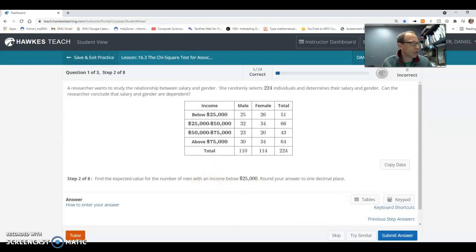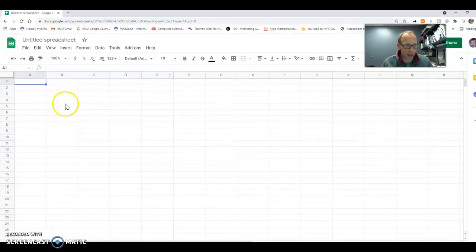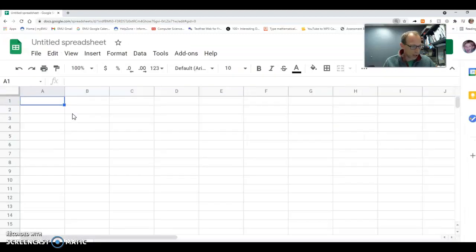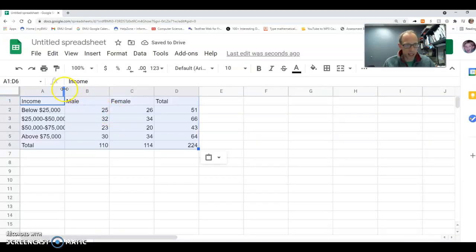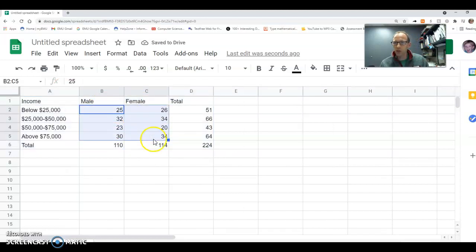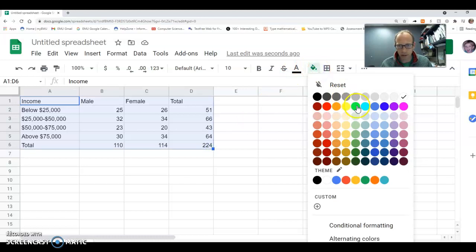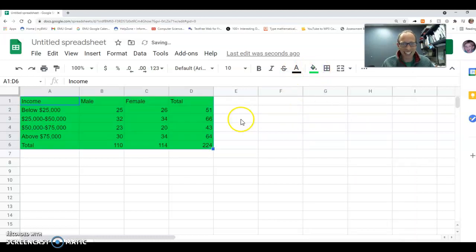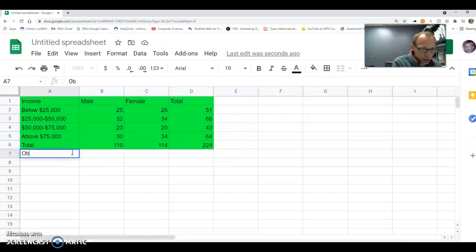Let me go ahead and shift now over to the spreadsheet so we can figure out what some of these are. All right, so I'm just going to paste the data that I had before. And these are our observed values. These were the actual data values they collected. The next thing we want to do, maybe I'll put these in green or something. These are observed.